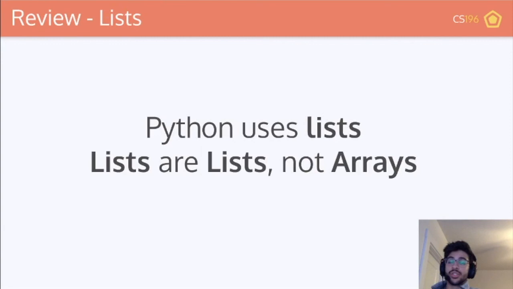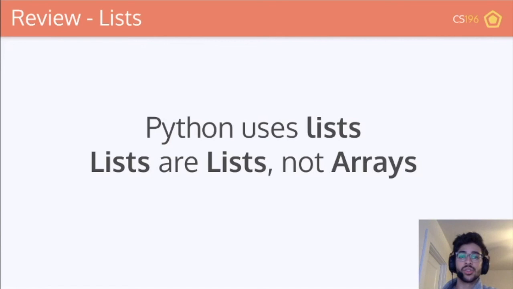We talked about the list data structure. So we talked about how Python uses lists. And so a very big thing that we want to touch on again is that lists are lists. They are not arrays. And what that means is that you're probably used to arrays, and arrays are fixed size. You can't really add things if it's beyond the size of the array. So lists are much more flexible than arrays. They're a lot easier to work with, and they're a lot easier to use.